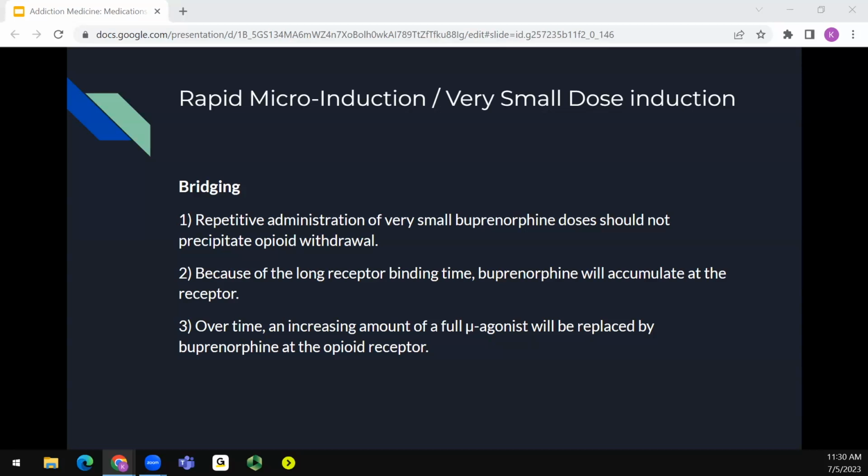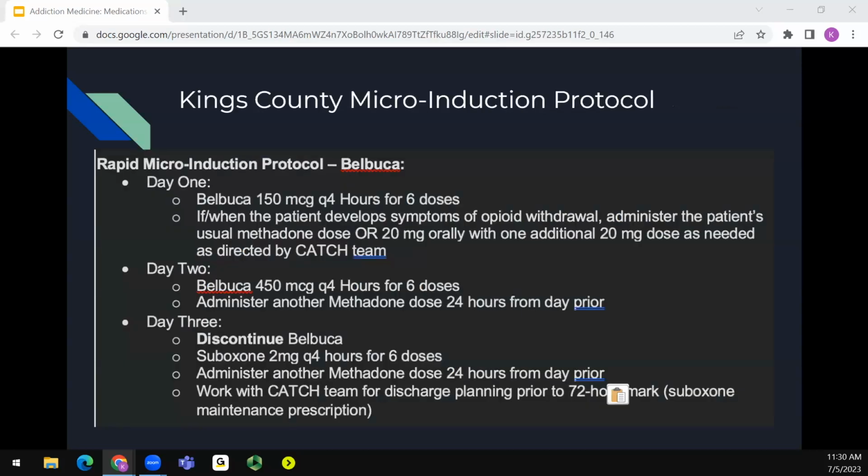Yeah. So here's the protocol. Right now we're doing it for people on doses of 70 or less. Above 70, it gets a little bit more difficult and you probably will require a longer amount of days for the induction. Whereas right now, this is our 3-day induction protocol.